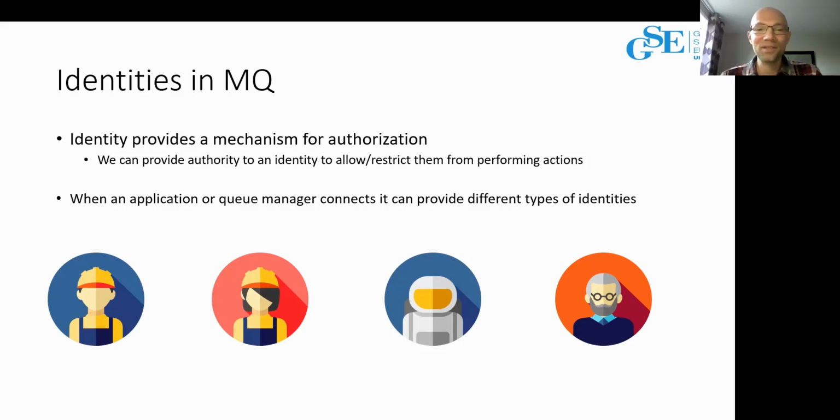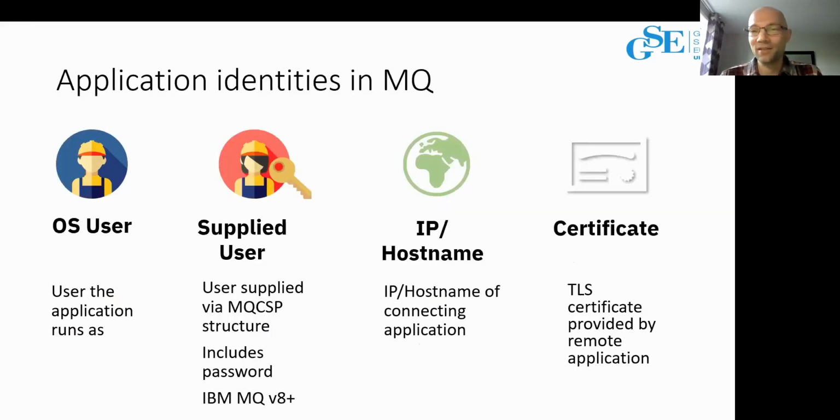Now, there are several different identities that applications or queue managers connecting into the MQ are able to provide. And here they are on this slide. If we start off towards the right-hand side of the slide with IP address and host name. If an application is connecting in over the network, then one of the bits of information the queue manager is connecting to gets is the IP address or the host name of the machine that's connecting from. Obviously, this doesn't apply to locally bound applications that are running on the same system as the queue manager.